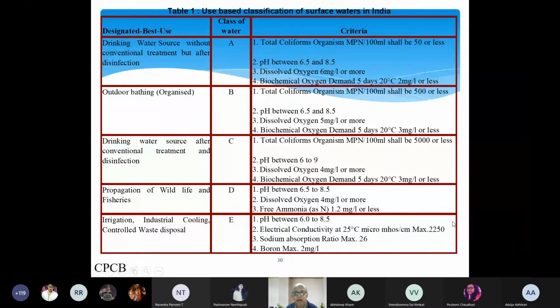And if that is fairly high, so maximum is 2250 micromoles per centimeter. And then you have sodium absorption ratio, maximum 26. Now these two parameters, 3 and 4, are for agricultural use. So that's why you see that the water may be unfit for drinking, bathing, and even for wildlife, but it may be okay for irrigation. So the last two parameters, sodium absorption ratio and boron, are related to agricultural use.